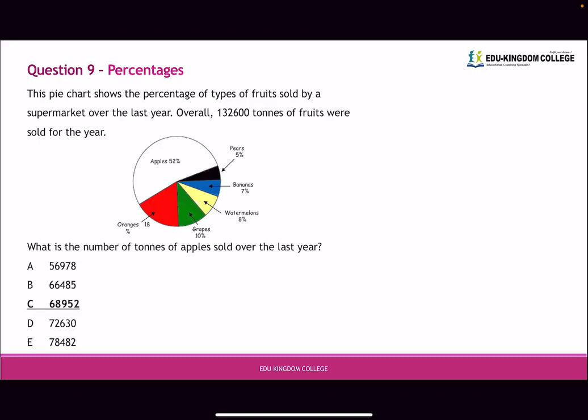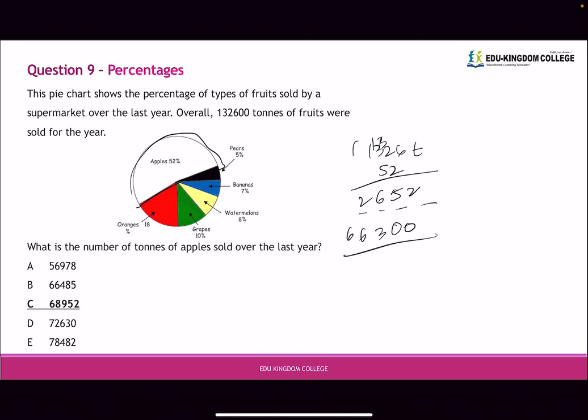So percentages, we have 132,600 tons of fruit, and 1% of that is going to be 1,326 tons. So 1326, and how much is apples? 52%. So we're going to try and multiply by 52. Okay, some quick multiplication should give you 2, 1, 5, 6, 2. 5 times 6 is 30. Just carry the 3 over. 5 times 2 is 10, plus 3 is 13. 5 times 3 plus 1 is 16. 1. So 6630 should give you 68952.